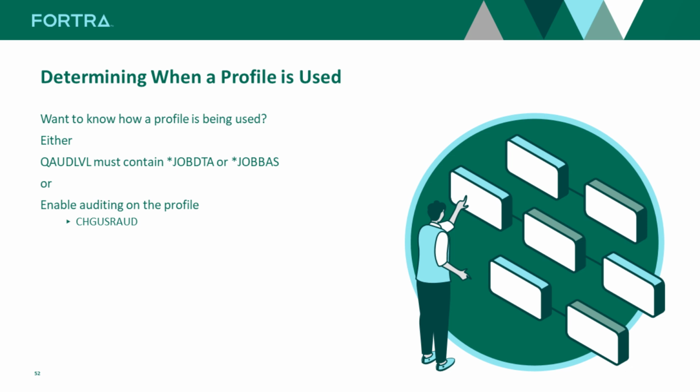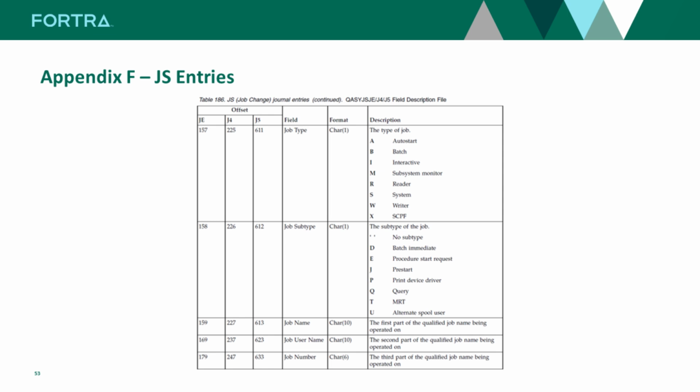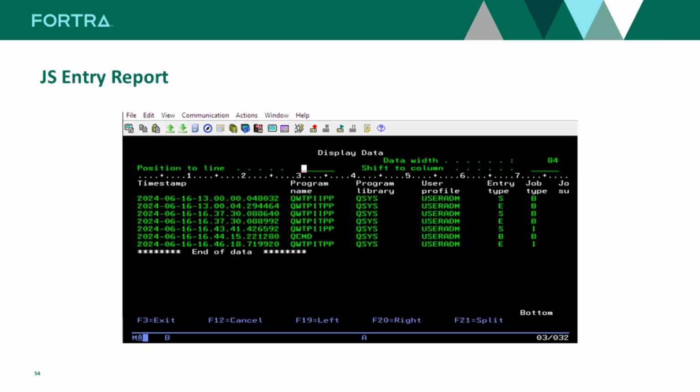Another one that is important, and I mentioned this a few times, is that job BAS. So is a profile signing on? What jobs is a profile using, right? You're going through your events to try and clean up jobs, and you've got this profile, and it shows that it's being used, but you don't know how. Turn job BAS onto that profile, and you will be able to start seeing that. So in those job entries, it's going to tell you if it was a submitted job, if it was an interactive job, if it was submitted by another user, and then you'll be able to get those reports out.